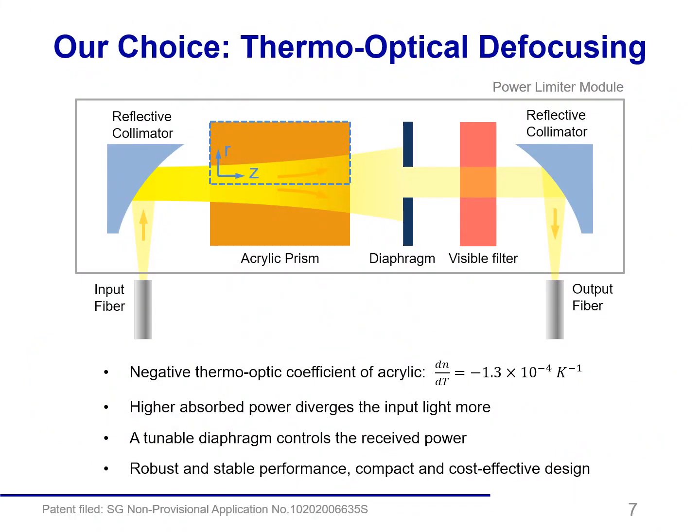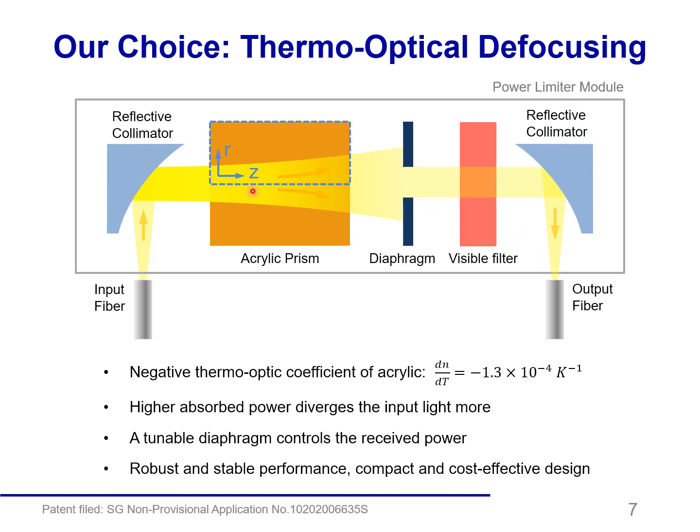Here's our power limiter design. We will have an input-output fiber as the optical interface, and we use a pair of collimators to collimate the light. One thing to be noticed here is that we use a reflective collimator, so it will solve the dispersion problem that comes with broadband operation.